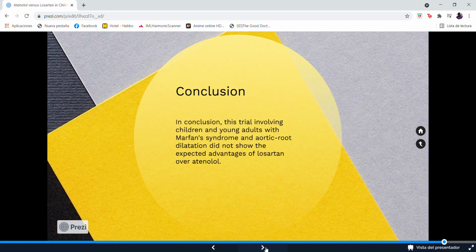In conclusion, this trial involving children and young adults with Marfan syndrome and aortic root dilatation did not show the expected advantage of Losartan over Atenolol.